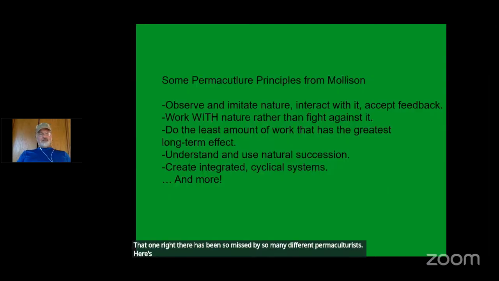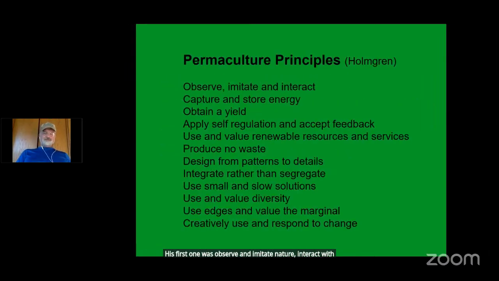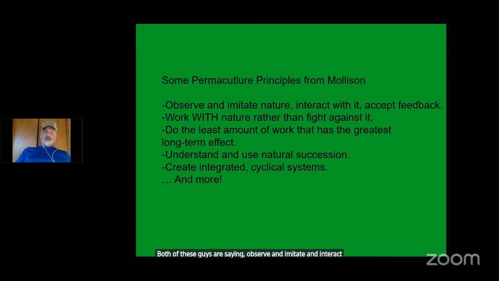Here's some permaculture principles from Bill Mollison. His first one was observe and imitate nature, interact with it, and accept feedback. Both of these guys are saying observe, then imitate and interact. And until we've done that, we've missed the boat.